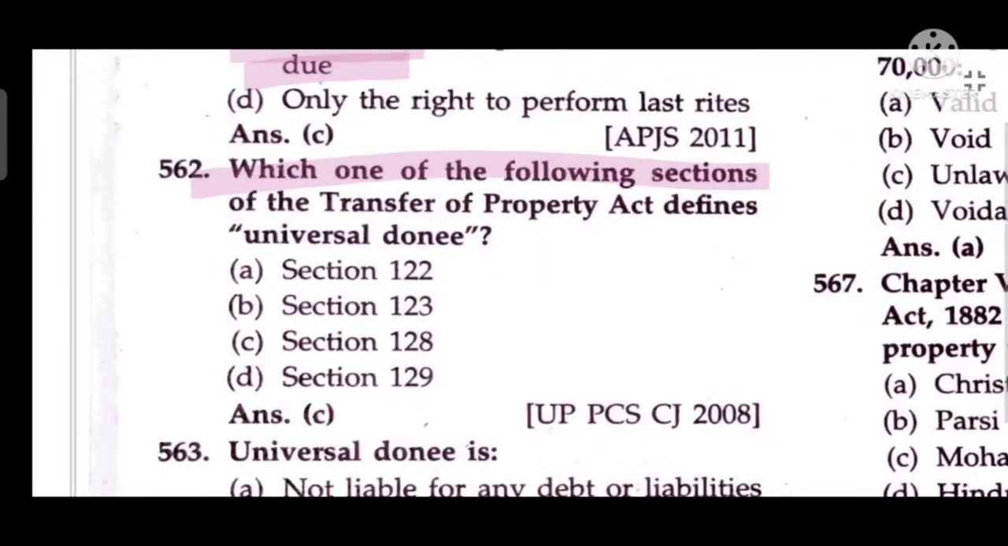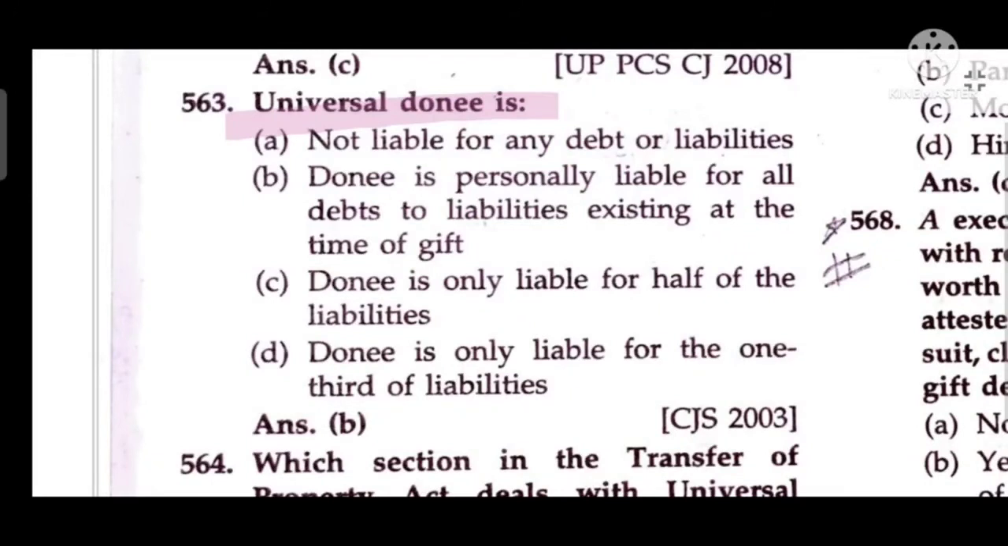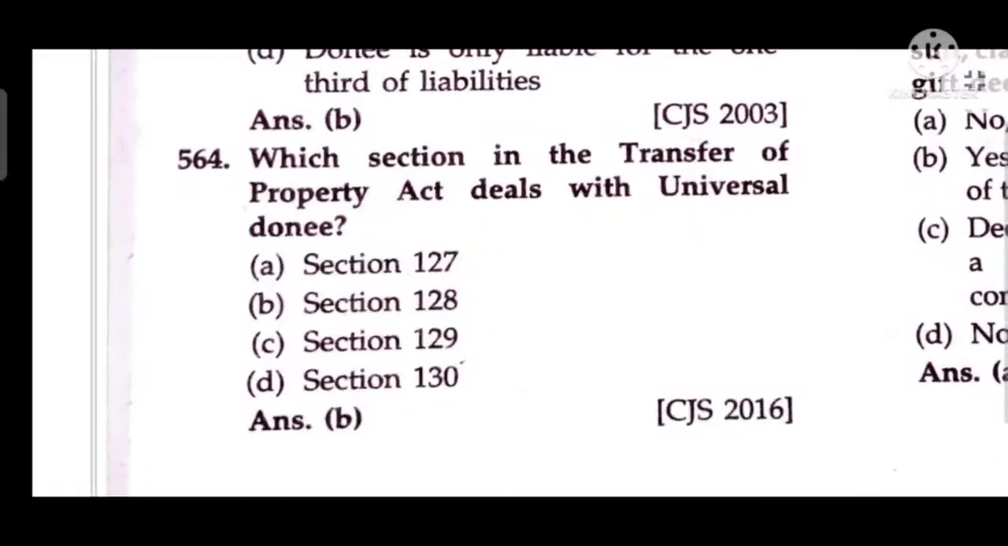Which one of the following sections of the Transfer of Property Act defines universal donee? Section 128. A universal donee is personally liable for all the debts and liabilities existing at the time of the gift. Which section of the Transfer of Property Act deals with the universal donee? Section 128.